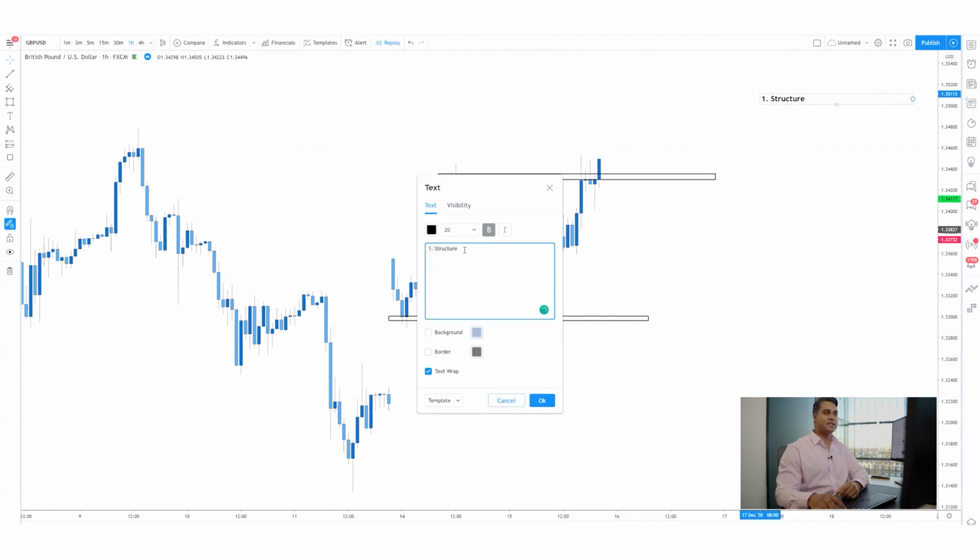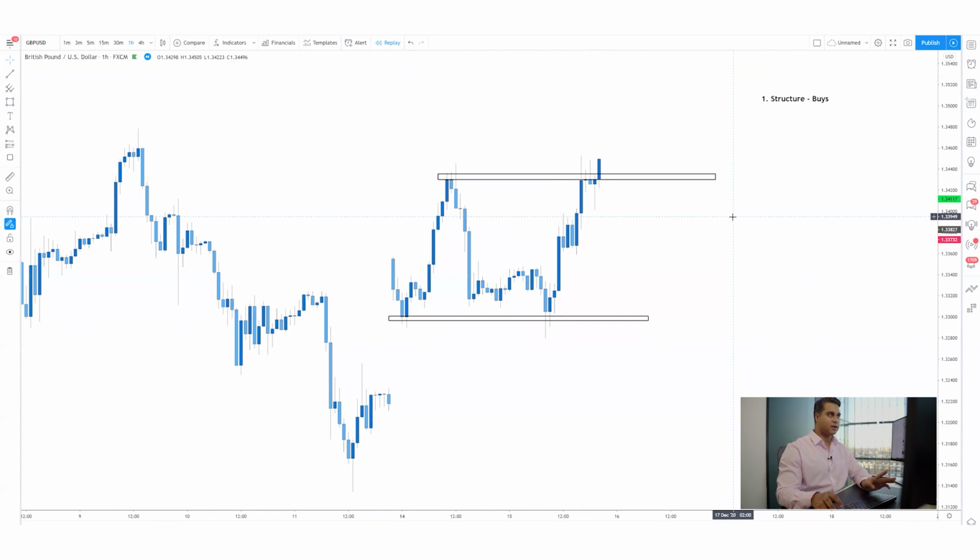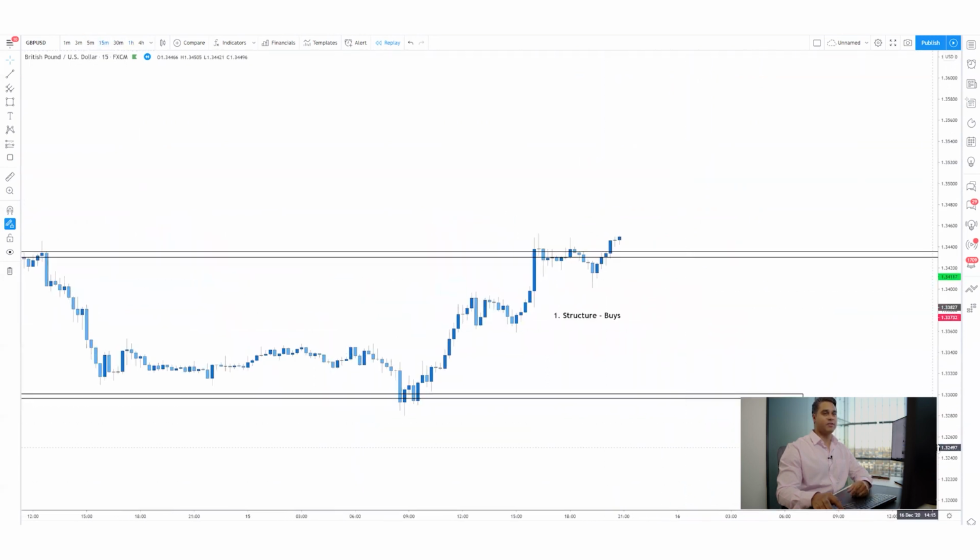I think it's very easy to just say, based on the market's behavior and the structure, that we're only looking for buys. Okay, that's it, buys. Now on the hourly time frame, where are we going next? Well, we're going down one more time frame. Let's look at the 15-minute time frame.